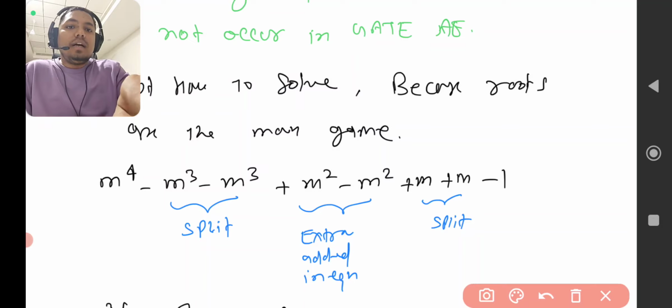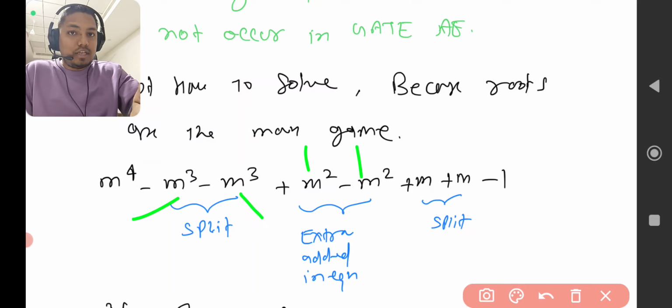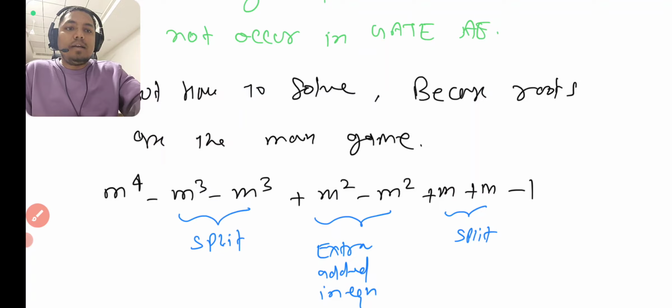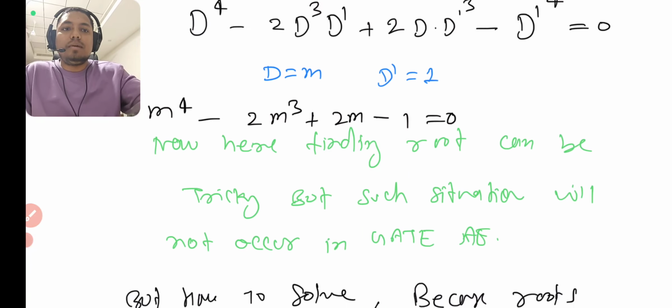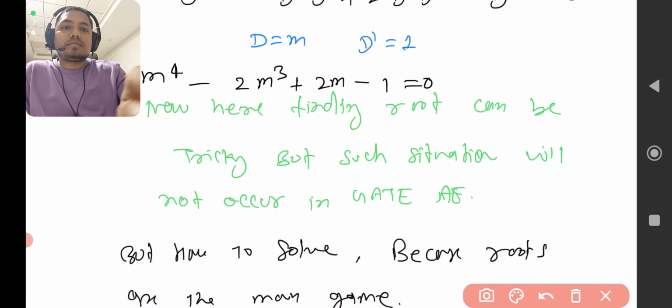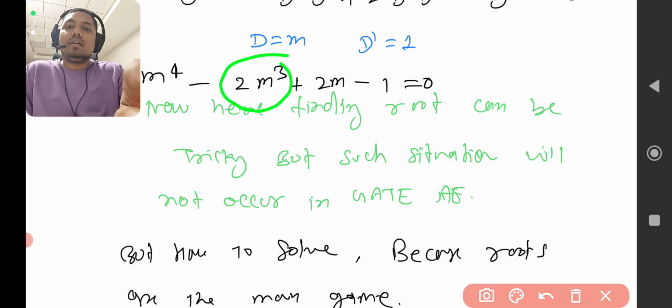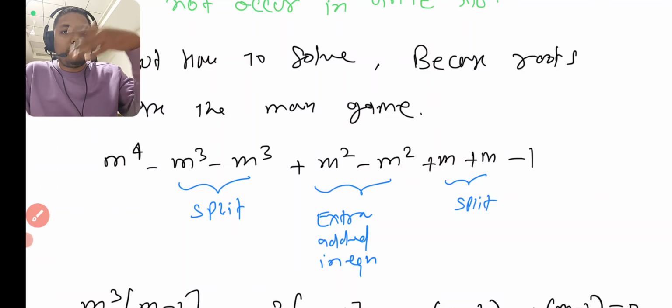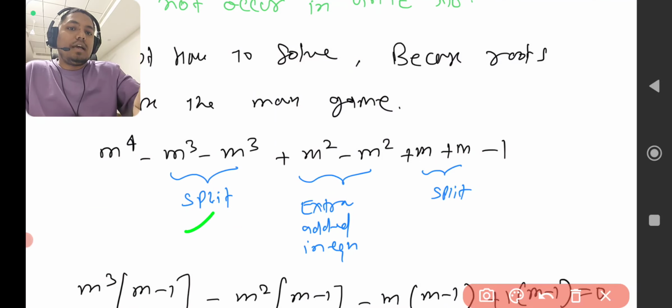So see what I did. 2m cube is there, so I split it separately: minus m cube, and here plus m square and minus m square. I added the extra term in the equation from my side. Anyway, this will get cancelled, so the equation is balanced. And this 2m I also split like plus 1 plus m and m. So see what I did. This 2m cube I split like m cube plus m cube, here 2m also m plus m, and the extra m square term I introduced in the equation from my side. So overall here I have split, here I have split, here I have added an extra term, correct?